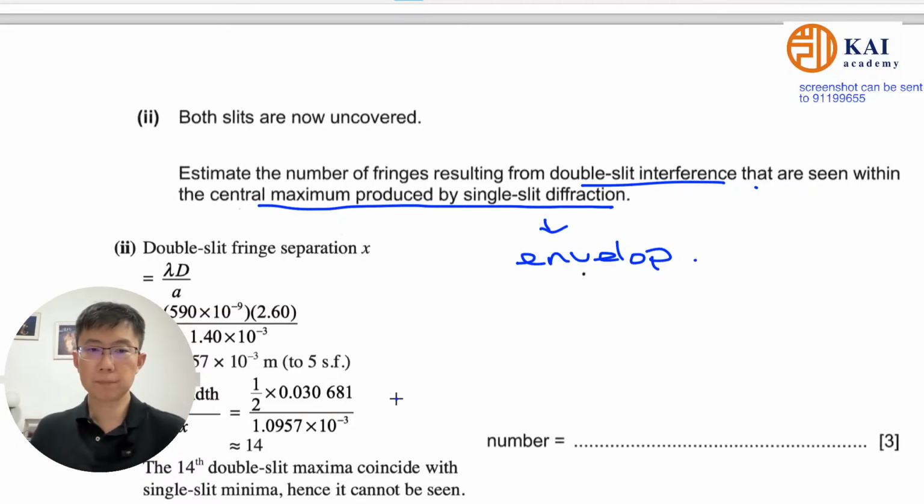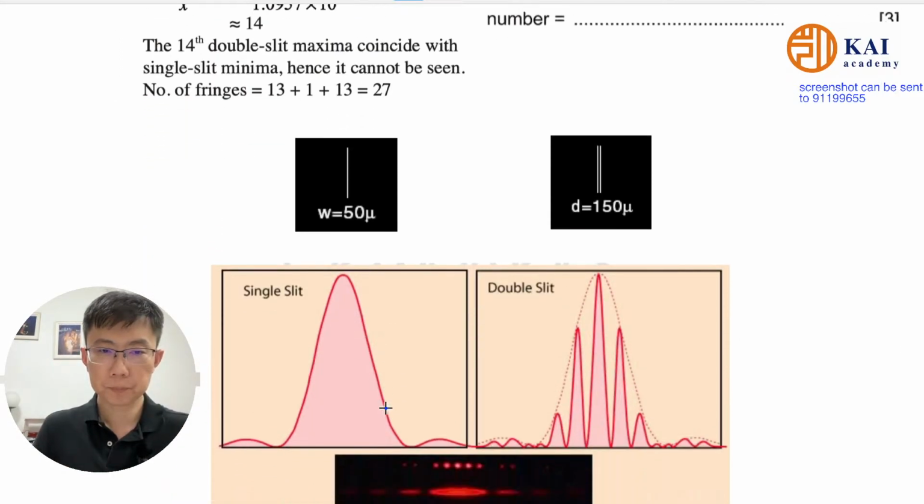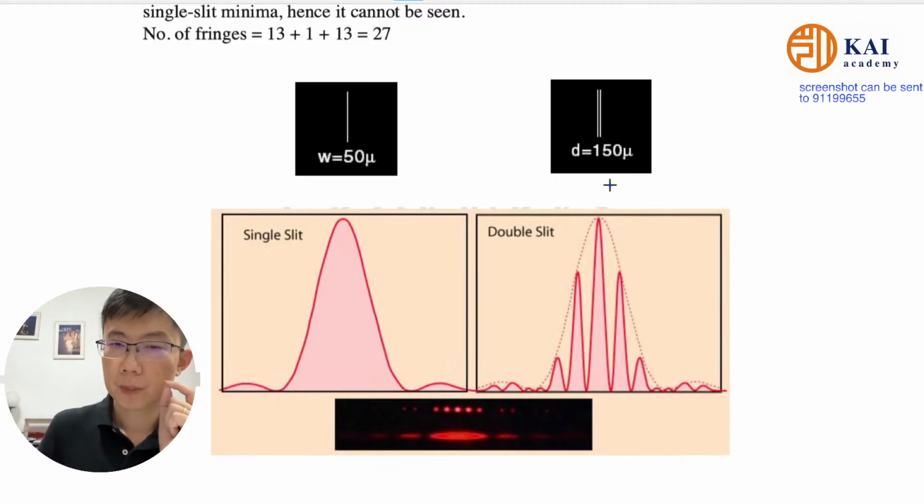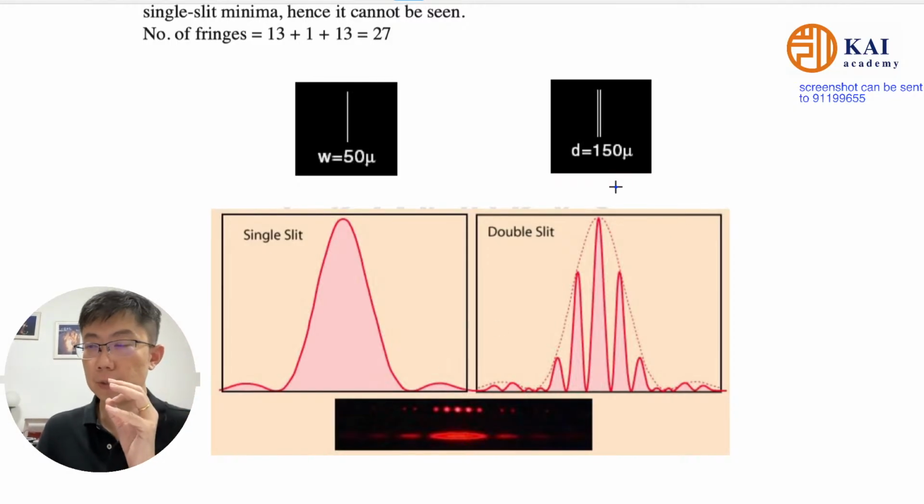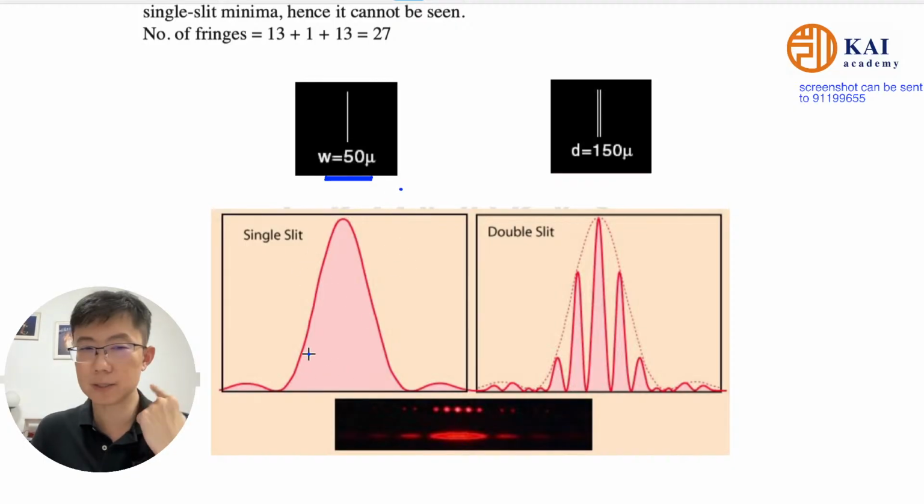Let me explain what this means. Now the theory part, before I show you the working for this particular question. If you have a single slit and you know the width of the single slit, you can then use this to calculate the single slit envelope. So it becomes something like this. We've seen this question just now.